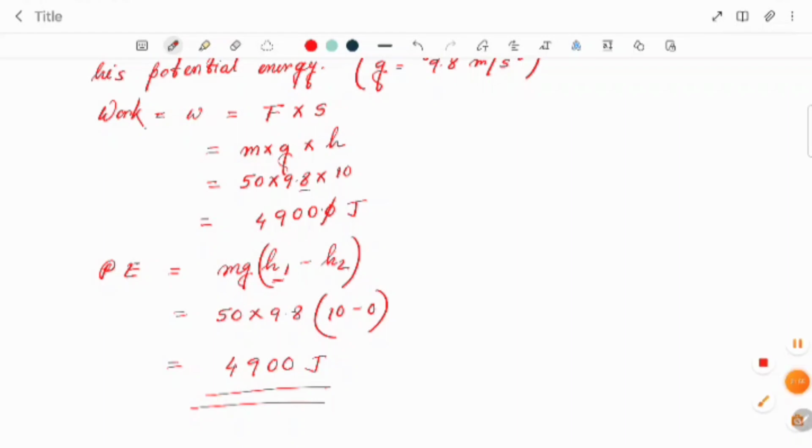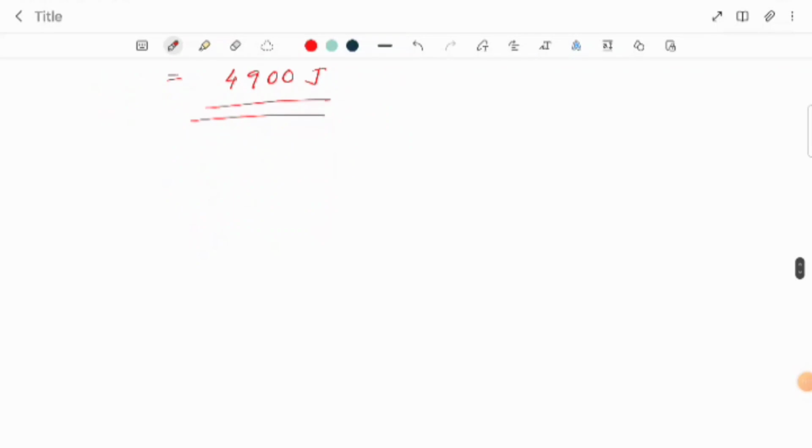Next one we can start. Let's say another question. This type of question mostly comes in the exam. Number 5. Mostly this type of question is coming in the exam.